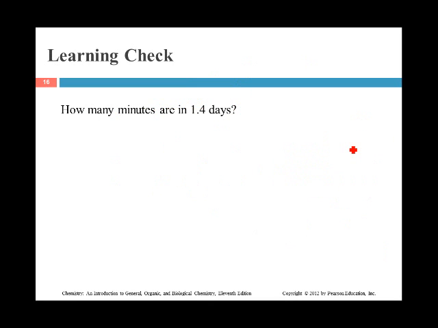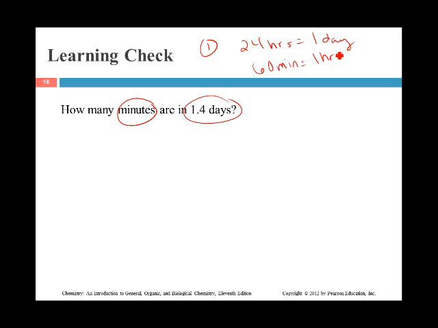Alright, so let's do this again. We have 1.4 days, and we're going over to minutes. First thing we want to do is figure out our conversion factors. We can't get from days to minutes in one step easily, but we do know there are 24 hours in a day, and we know that there are 60 minutes in 1 hour. There's our conversion factors. Step 2, we're going to change the number we're trying to convert and put it into a fraction. So 1.4 days becomes 1.4 days over 1.